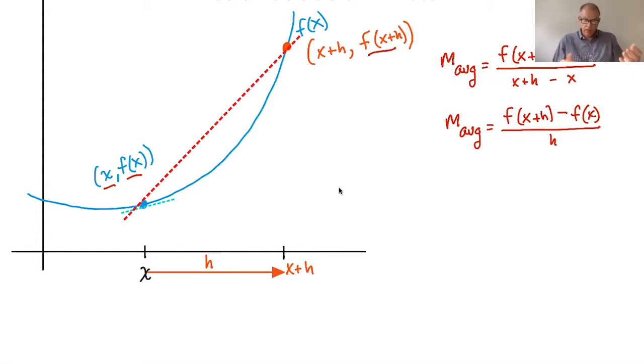It represents, this fraction, this difference quotient. A difference quotient is a quotient, numerator, denominator, that has differences in it. Difference of the y's over the difference of the x's. Hence the name difference quotient. It has h as its denominator. Remember, that represents the change in x.